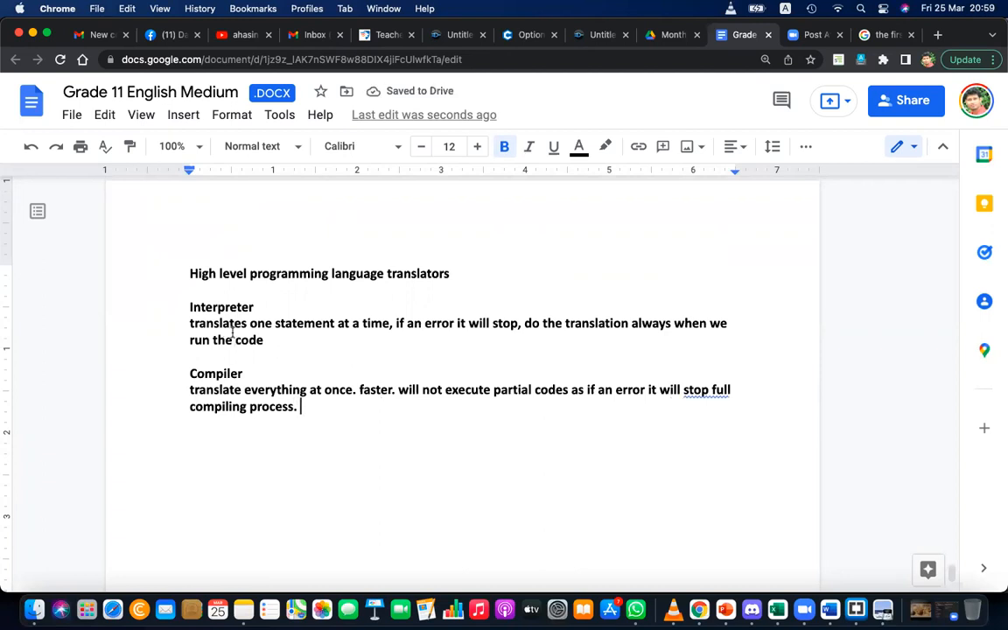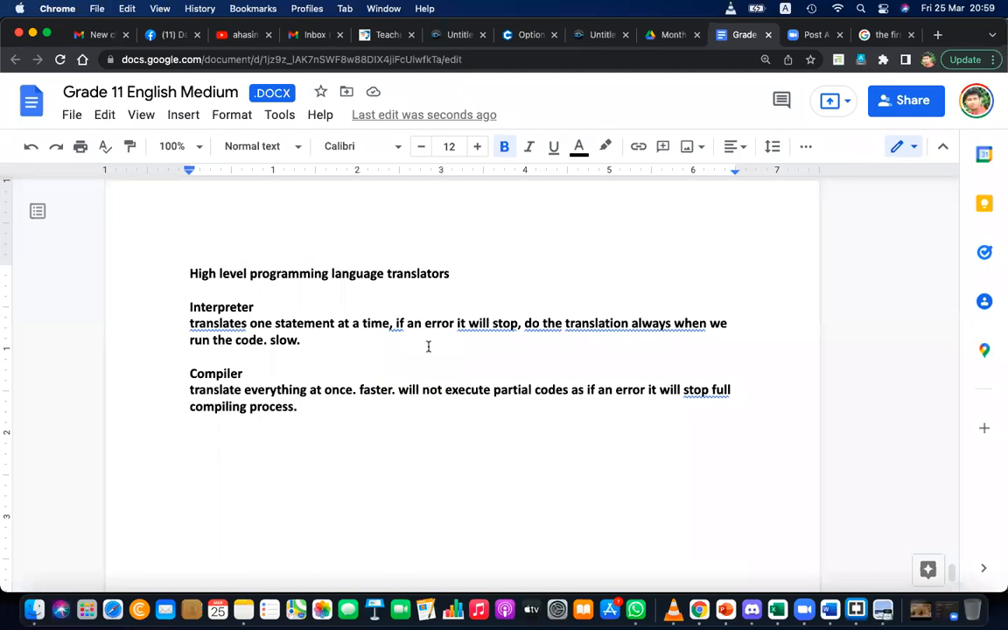So let's say there are 10 lines of code. In the 5th line, there is an error. So the interpreter will run the first 4 lines. Right? The interpreter is slow. So I have given everything as a summary. Interpreter is slow. Let's say a code has 10 lines. The interpreter can still translate, and if the 5th line has an error, it will execute the first 4 lines.